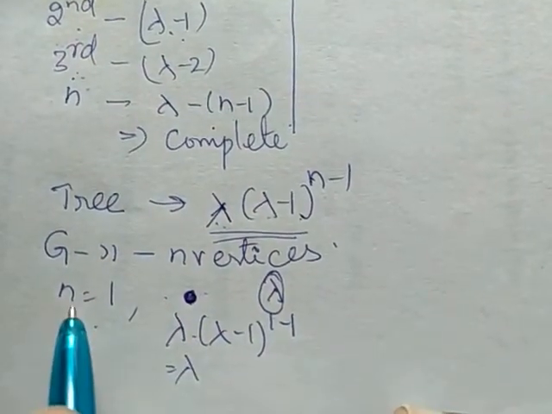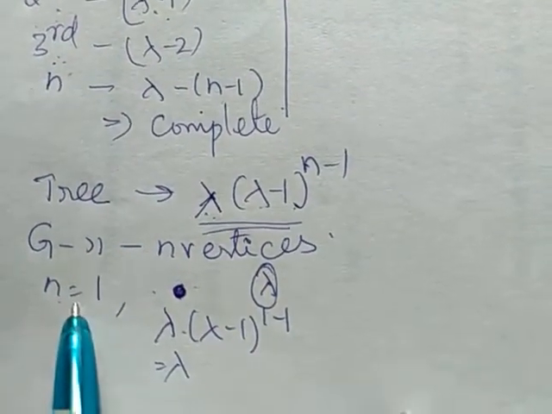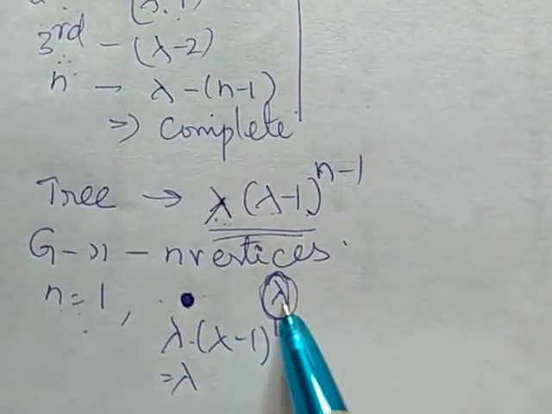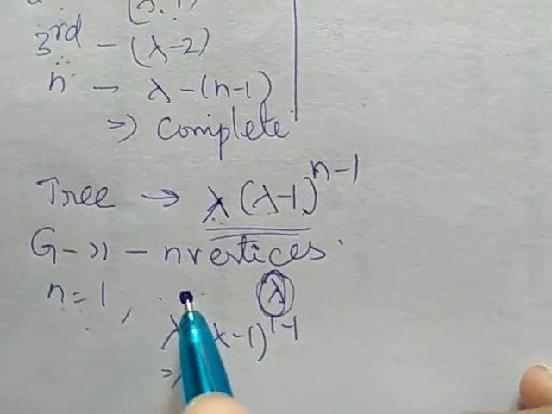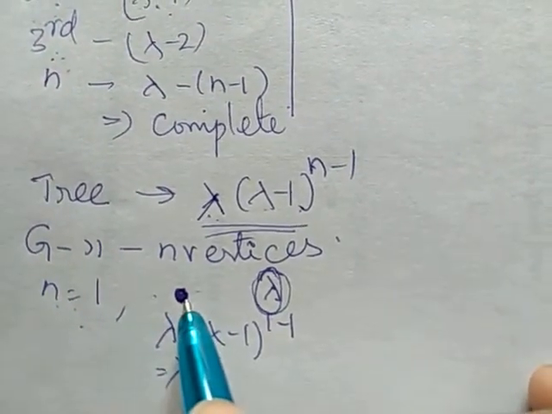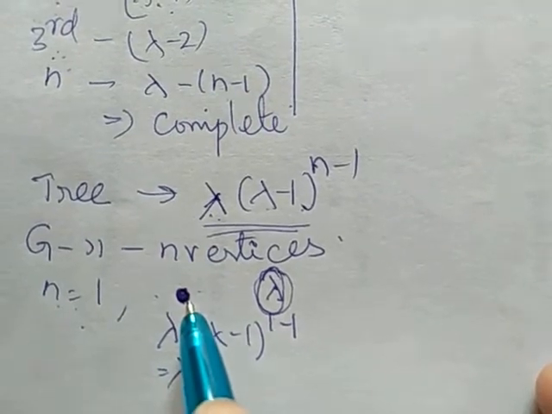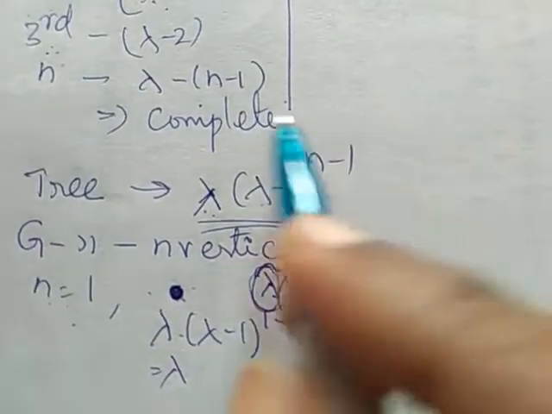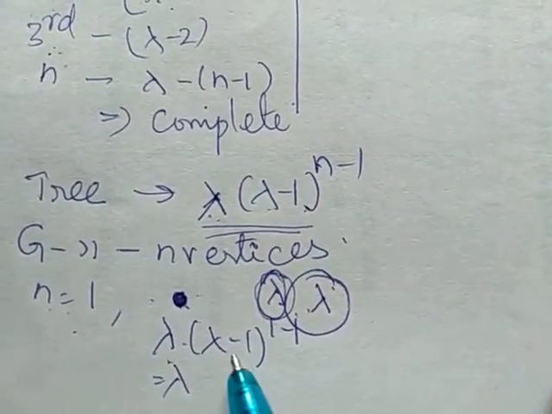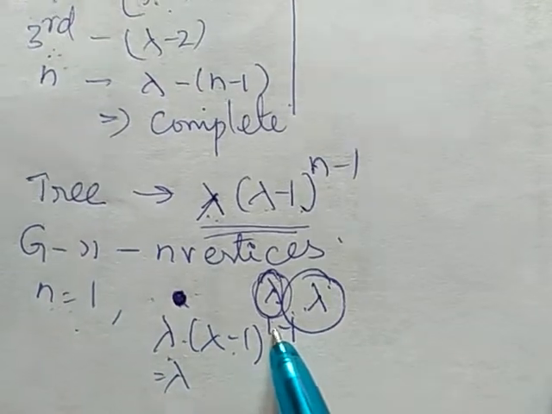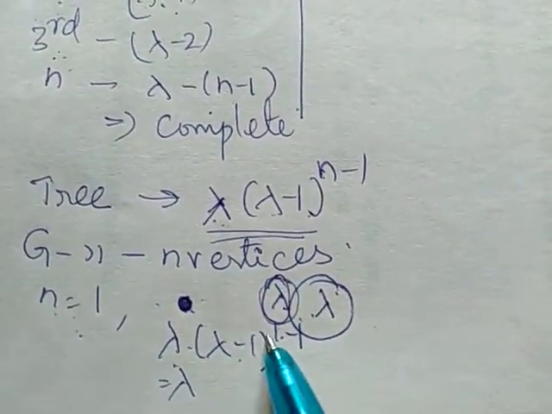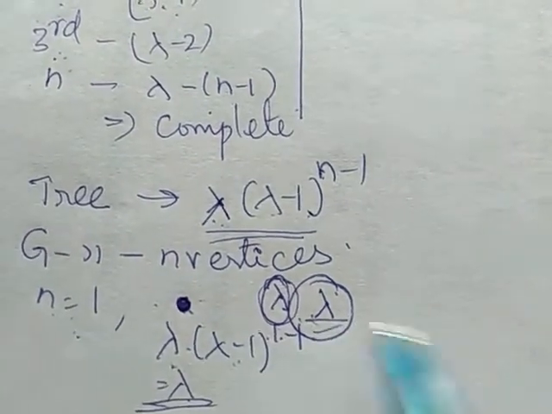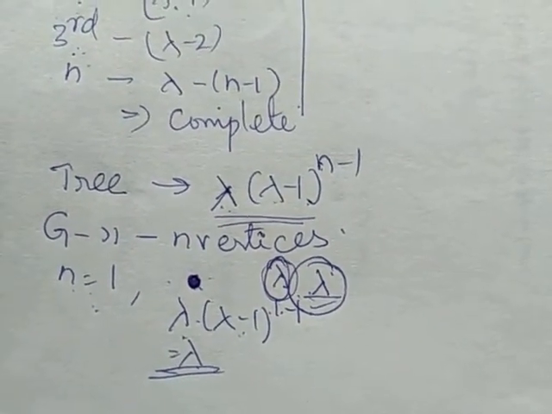So I repeat, we are considering a graph with 1 vertex. We are having lambda number of colors. So we can choose the first color or second color or third color, etc. So we can color this vertex in lambda number of ways. So this is our answer. What is here? We are having lambda into lambda minus 1 to the power n minus 1. What is n here? Only 1. So 1 minus 1 is 0. Anything to the power 0 is 1, so lambda. So when n is 1, this statement is true.